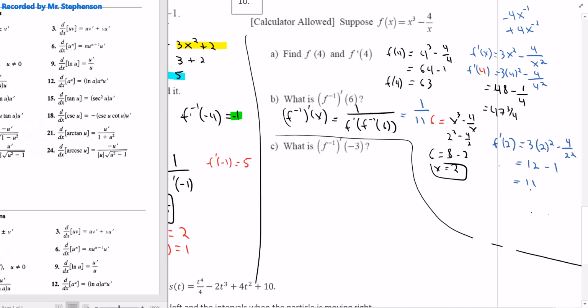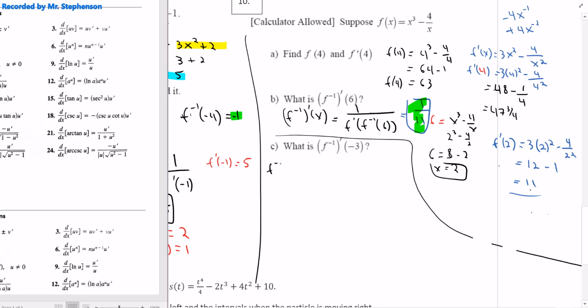F inverse of 6 was 2. So I did f prime of 2, which was 11. So it's 1 over 11 is what I get there. All right, moving on to this one, f inverse prime of negative 3.